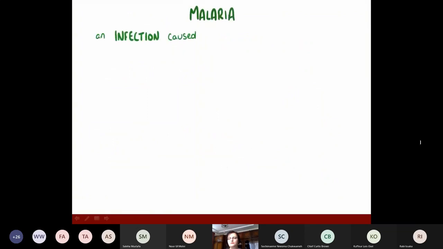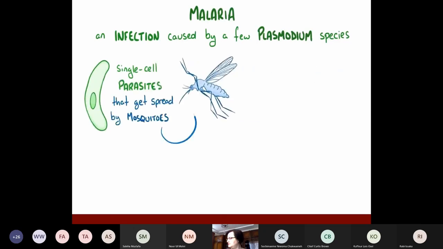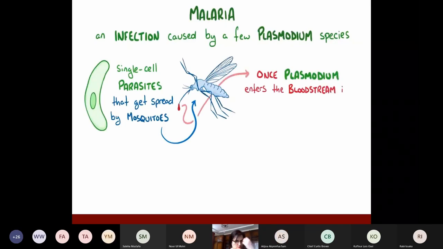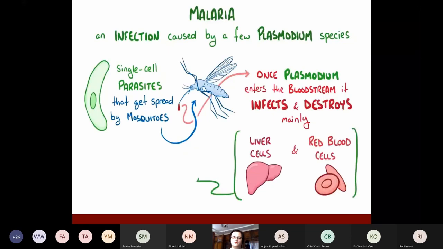Malaria is an infection that can be caused by a few different types of Plasmodium species, which are single-celled parasites that get spread around by mosquitoes. Once the Plasmodium gets into the bloodstream, it starts to infect and destroy mainly liver cells and red blood cells, which causes a variety of symptoms and sometimes even death.